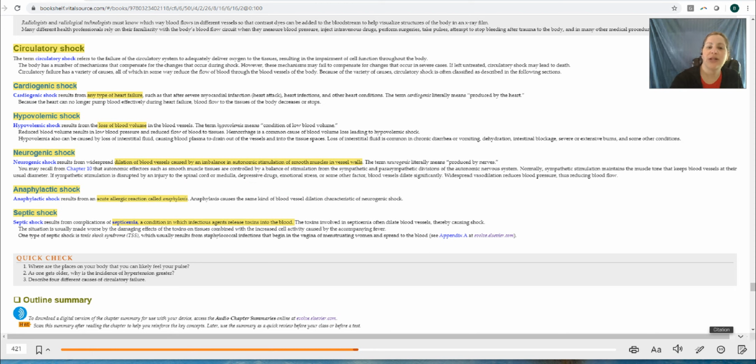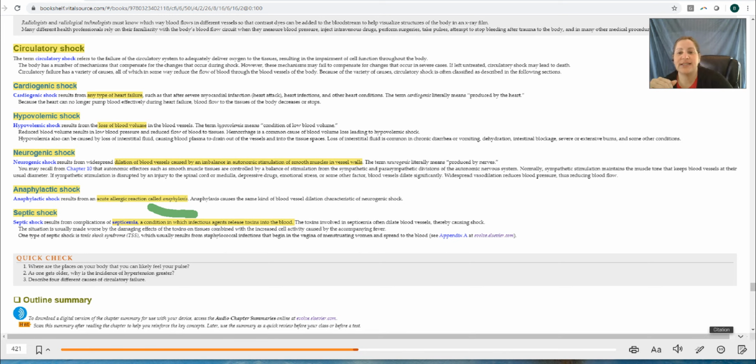The next one is called anaphylactic shock. This is an allergic reaction called anaphylaxis. So if the patient has a severe peanut allergy and they had peanuts of some sort, this can cause the blood vessels to dilate and cause the blood to not circulate properly.